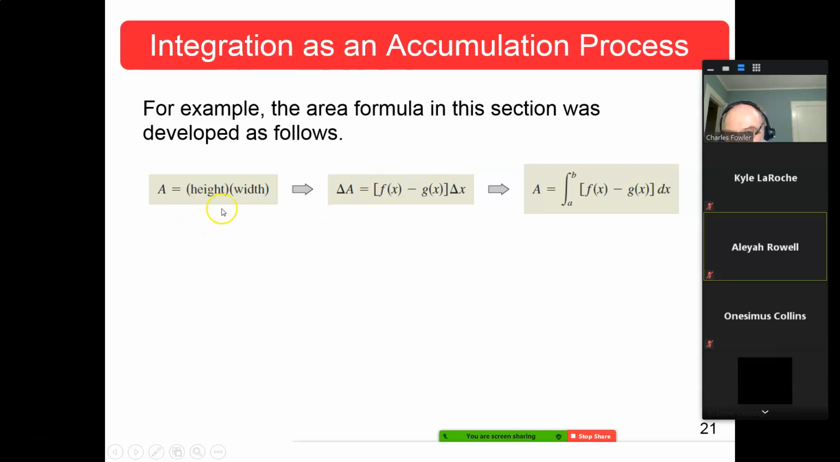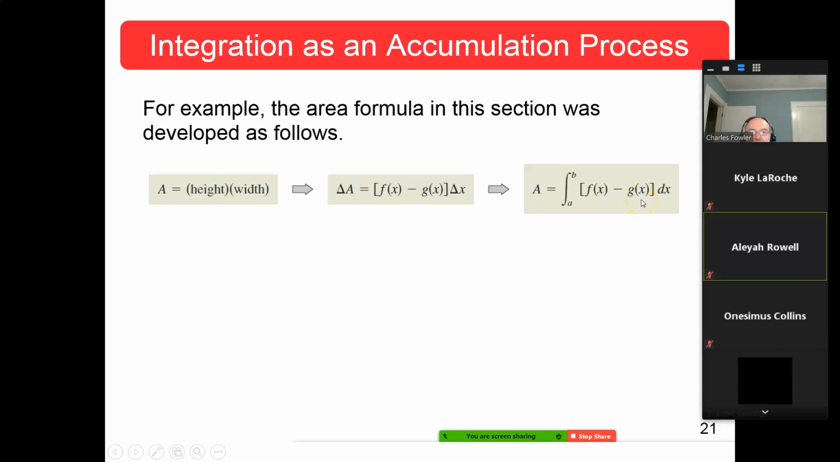Area is height times width. So your delta area would be the difference in the height. Now this is if you got a dx here. The difference in height, that's f of x minus g of x, if f is on top, and your width was your dx. Then the area, when you integrate this side and sum all the delta a's together, and you integrate this side, it's just the integral of f of x minus g of x.